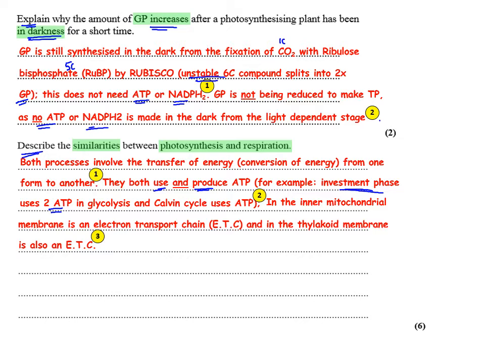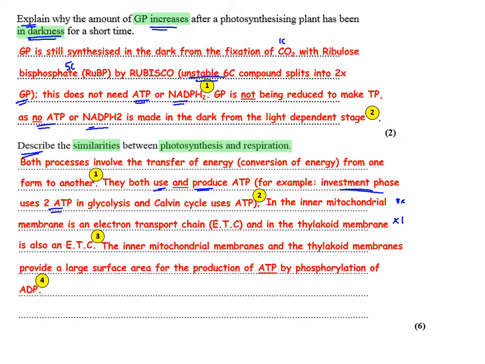If it was asking for differences, we could start to talk about the different numbers of proton pumps. So we know in the thylakoid membrane there's actually 1 proton pump between PS2 on the left and PS1 on the right, and we know in the inner mitochondrial membrane there's actually 3 proton pumps. But because we're talking about similarities here, it's sufficient just to say the electron transport chain is involved in both processes.